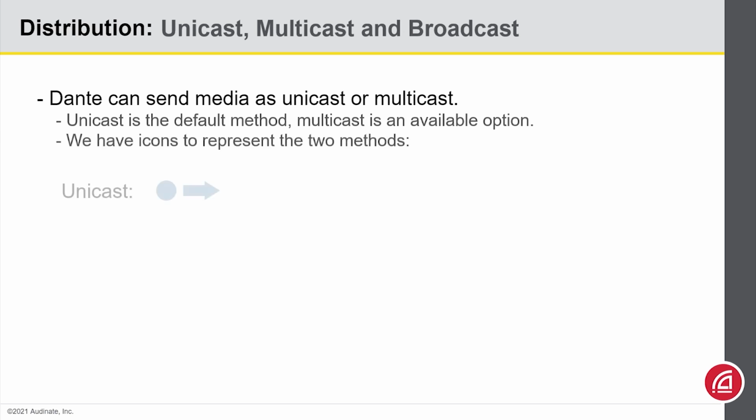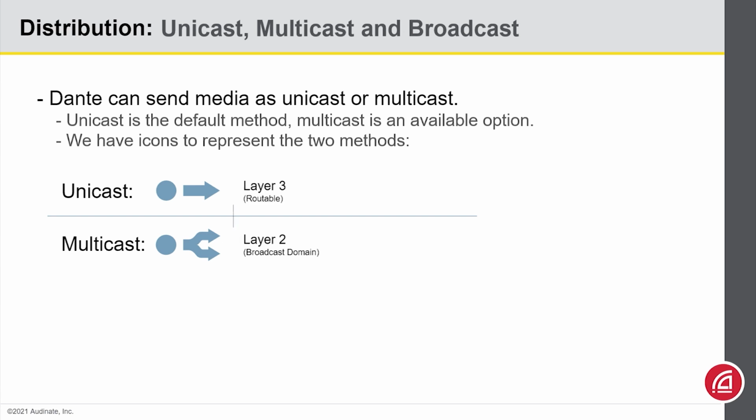Okay, so Dante can send audio or video media as unicast or multicast. In our system, we have two icons. The dot with the arrow indicates unicast, meaning you're transmitting to one device. Multicast has an icon with a dot and a forked arrow, indicating that the network can split that signal for you.